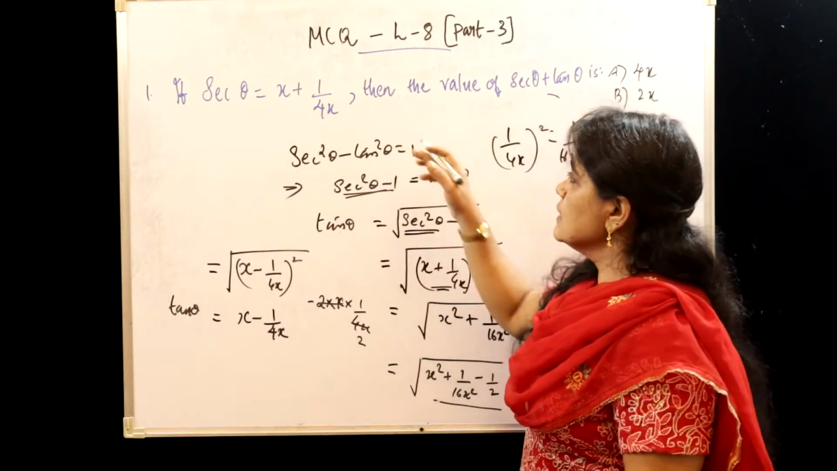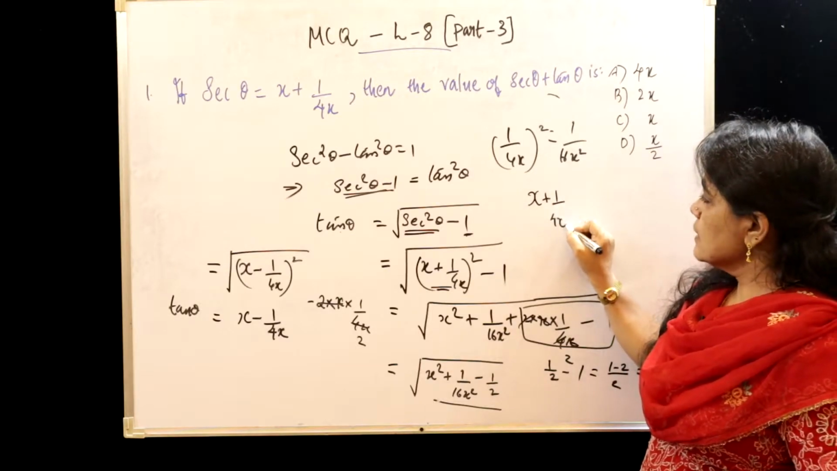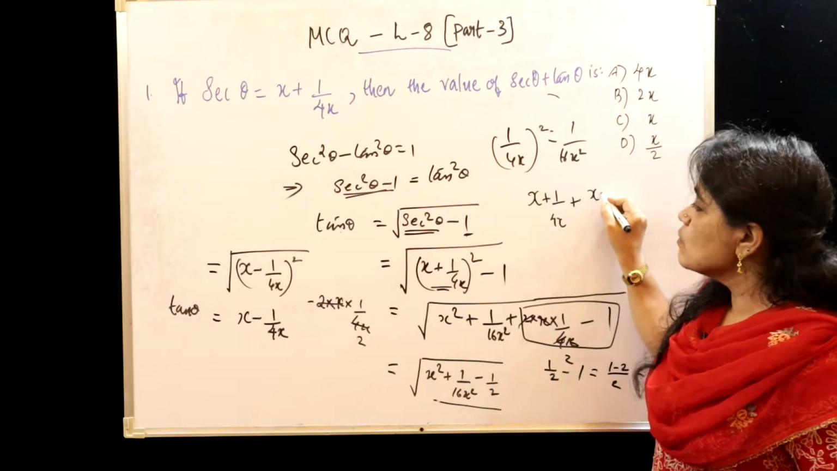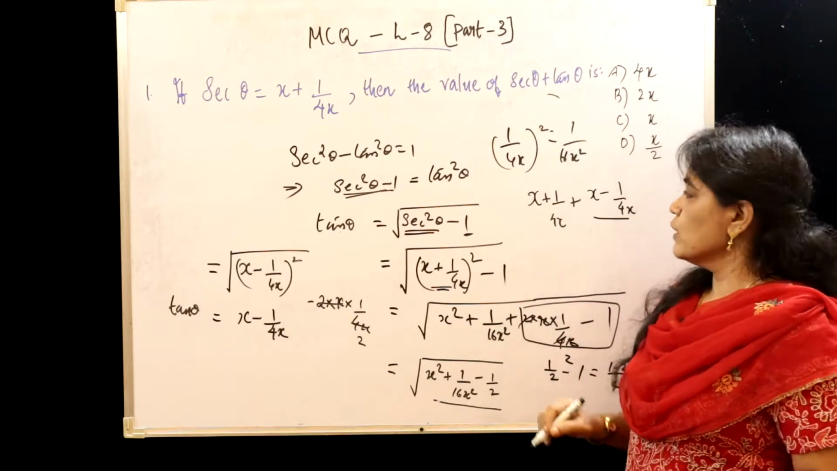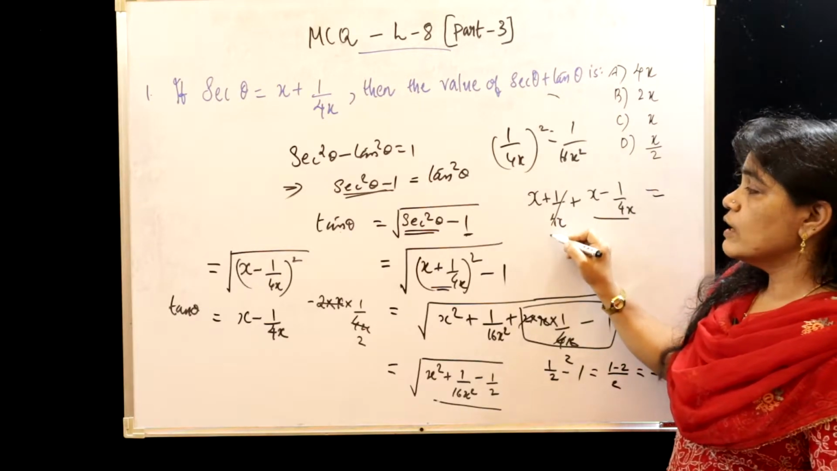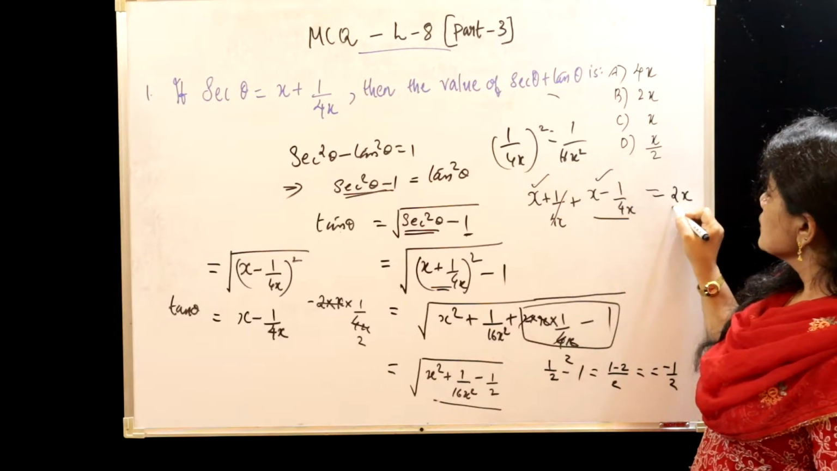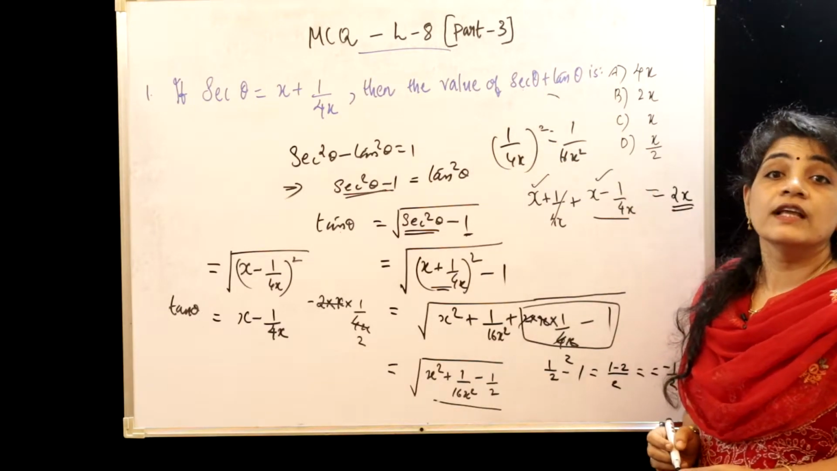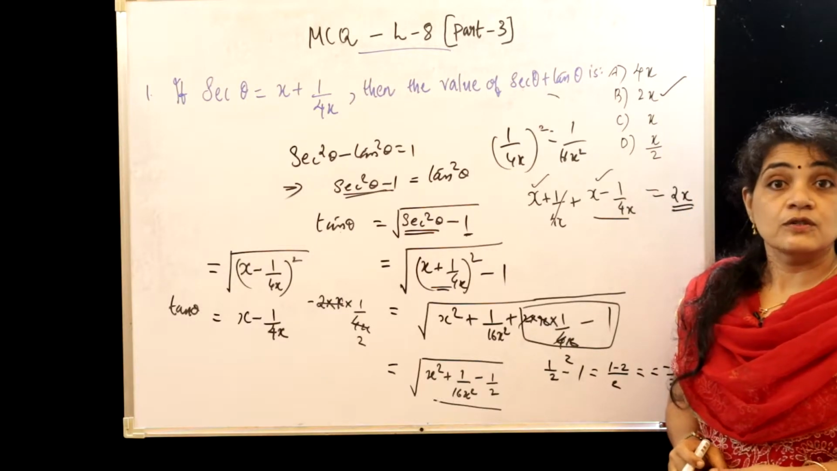So sec theta is given as x plus 1 by 4x, plus tan theta. What is tan theta? We have seen that it is x minus 1 by 4x. This expression gives minus 1 by 4x and plus 1 by 4x, which get cancelled, and x plus x is 2x. So after adding sec theta plus tan theta, their sum gives you 2x, and that you can see in option B. That is the correct option.